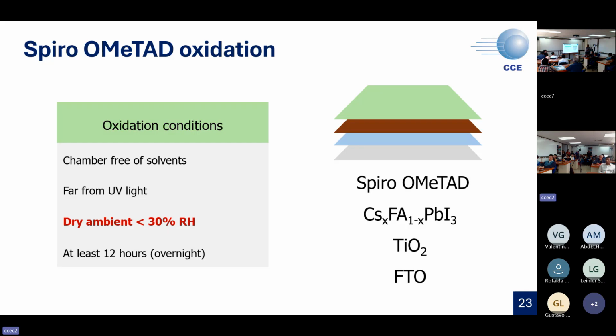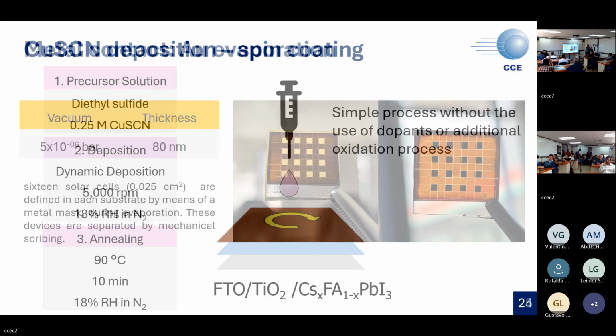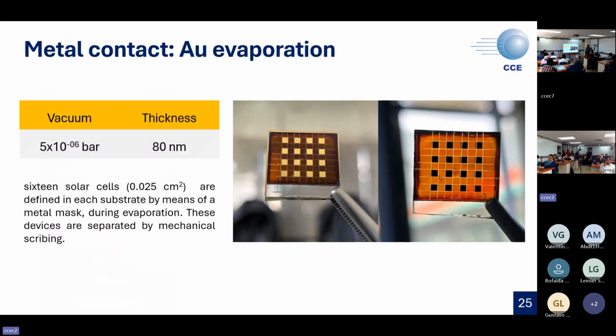That's a long time. In comparison, the copper thiocyanate deposition is a simple and quick process with the precursor solution, the deposition, and a quick annealing of about 10 minutes. And it's a simple process without the use of dopants or an additional oxidation process. Finally, in our device, we need a metal contact. We use gold evaporation with a thickness of about 80 nanometers. And in a substrate, we fabricate 16 solar cells. Each point represents a device in our substrate.